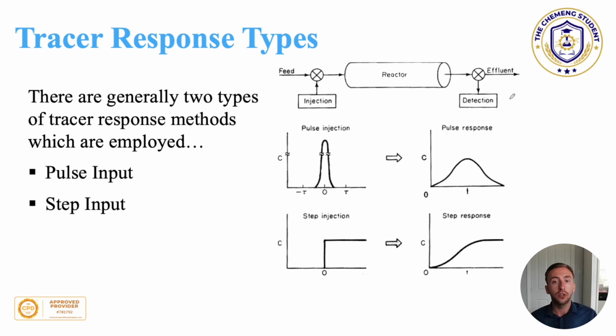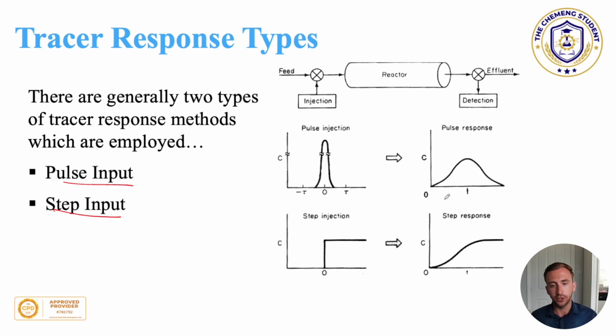Now, the two types of responses and types of inputs is known as a pulse input or a step input. Now, in either case, the system is the same. We have our feed and we have our effluent, which is our inlets and outlets. We will have our injection points and we will have our detector. Now, the key difference here is in the way in which the tracer is being injected.